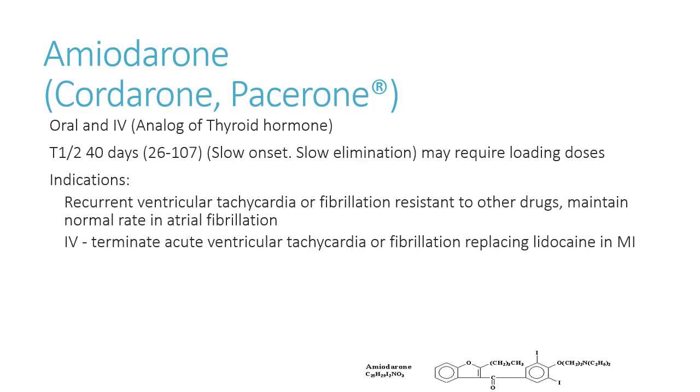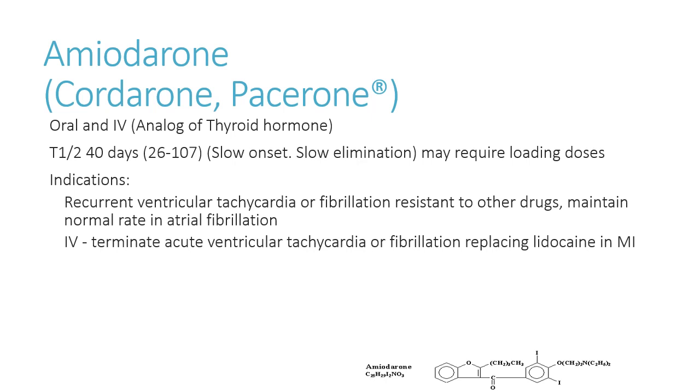But it has a very, very long half-life, around 40 days or so. Based off of a half-life of 40 days, how long would it take to get to steady state? 40 times 5, what, 200 days? That's a little too long, right? We don't have time if we have a patient with a ventricular arrhythmia. So what do we do to get around that long half-life to get to steady state? Loading dose, right? We're going to give loading doses, or a big bolus dose, to try to get them up to steady state initially.